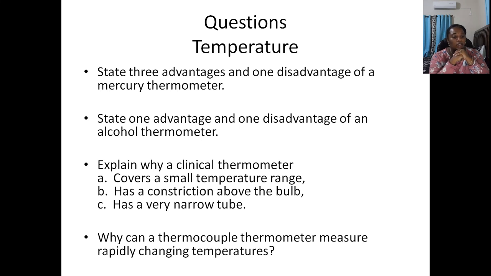Now, why can a thermocouple thermometer measure rapidly changing temperatures? Because it has 2 different metals that are very sensitive to differences in potential difference, and that's what makes it quick at picking up the change in temperature, right? So its design lends to its ability to measure temperatures that change rapidly. That's what it is, it's design.